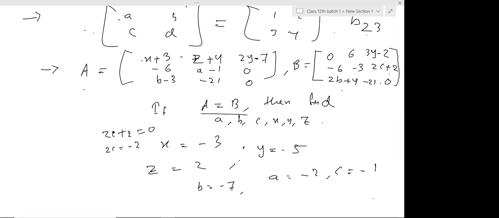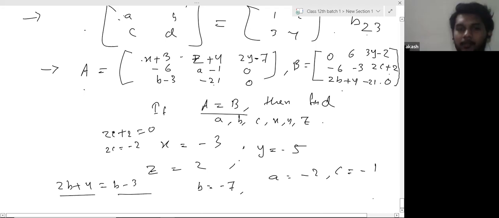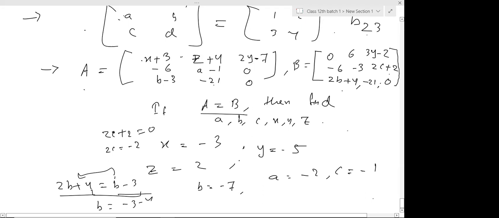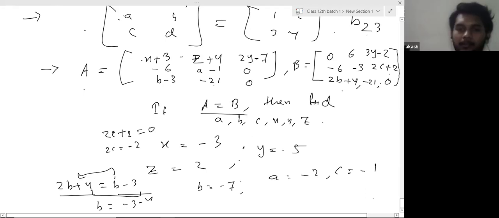Sir, I got B as 2. Just let me check. 2B plus 4 is equal to B minus 3. So let's take this B this side, this 4 this side. So B is equal to -3 minus 4, which is -7. Oh, sorry, there is -21. No, -21 is this element. Clear? So B is -7.